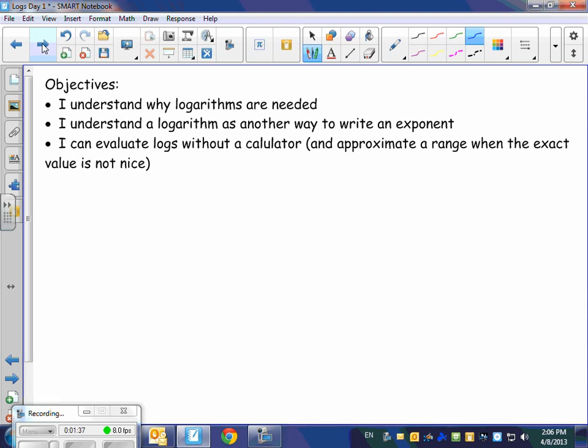Number 2, I understand logarithms as another way of writing an exponent. It's a pretty simple pattern development skill here today. If you can learn to write something that looks one way in another way, following a prescribed pattern, you're going to be all right. And number 3, I can evaluate logarithms without a calculator.